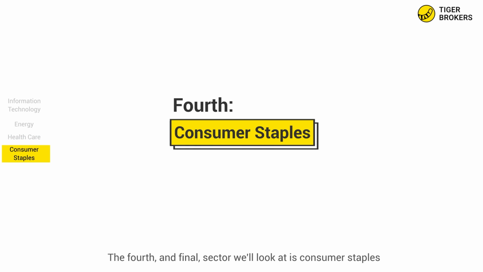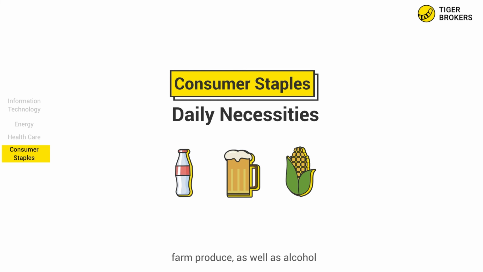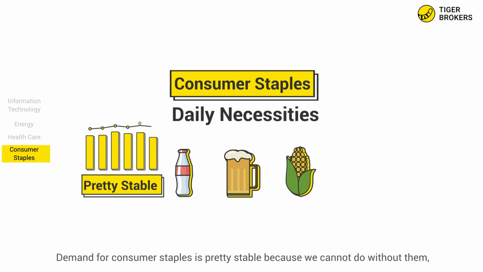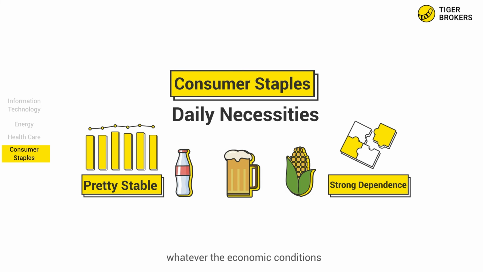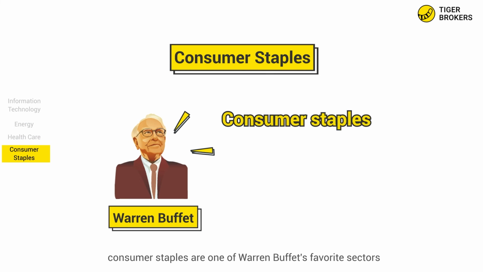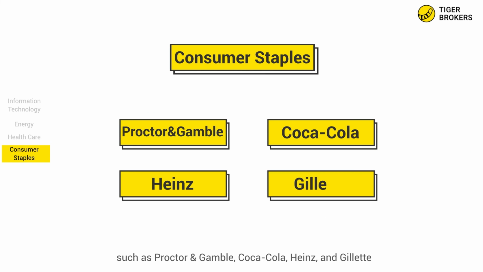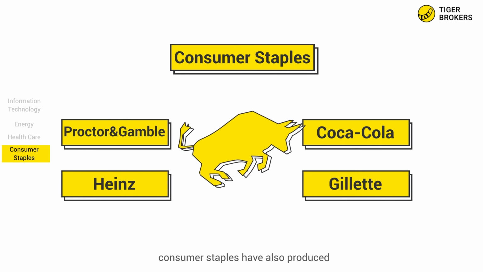The fourth and final sector we'll look at is consumer staples. Consumer staples are daily necessities such as food and beverage, farm produce, as well as alcohol. Demand for consumer staples is pretty stable because we cannot do without them. Whatever the economic conditions, given this stable demand, consumer staples are one of Warren Buffett's favorite sectors. There are many world-famous companies in this sector, such as Procter & Gamble, Coca-Cola, Heinz, and Gillette. So, besides their stability, consumer staples have always produced some of the biggest winners in the stock market.